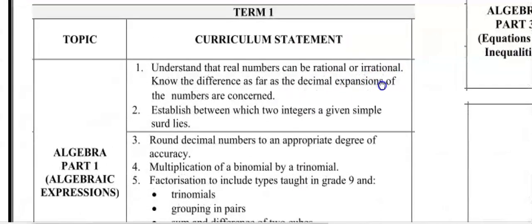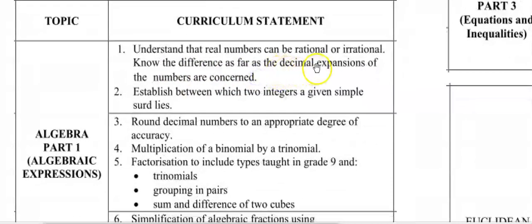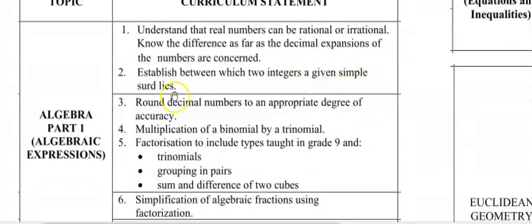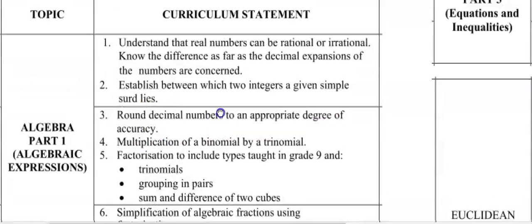So if you can see here, it says that we want to understand that a real number can be rational or irrational. Know the difference as far as the decimal expansion of the numbers are concerned, and establish between which two integers a given single surd lies. And I also want to look at rounding of decimals to an appropriate degree of accuracy.